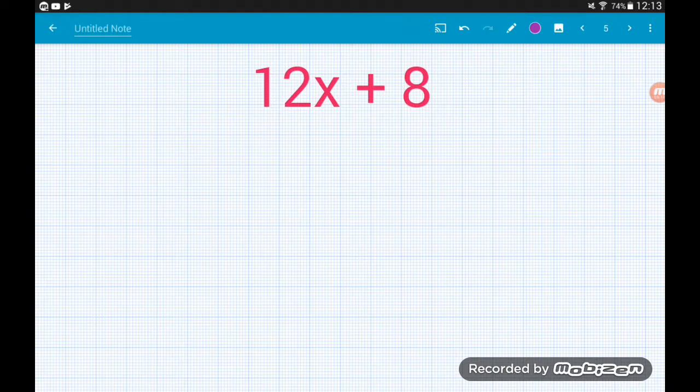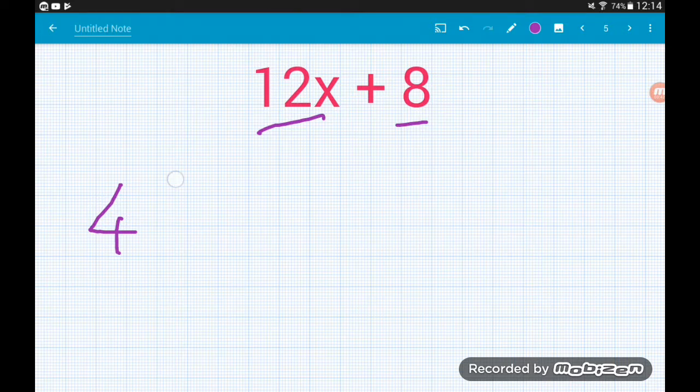Okay, the next example, 12x add 8. So what is common between 12x and 8? Well, the answer is there's quite a few things. 2 is common to both of them. 2 goes into 12 and 2 goes into 8. We've also got, though, a bigger common factor. Now the biggest common factor between 12 and 8 is 4. So really the factor that we want to take out of front would be a 4.